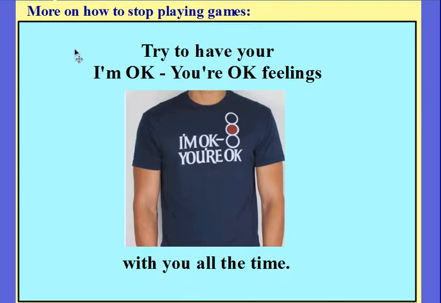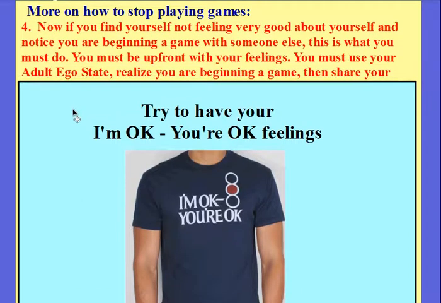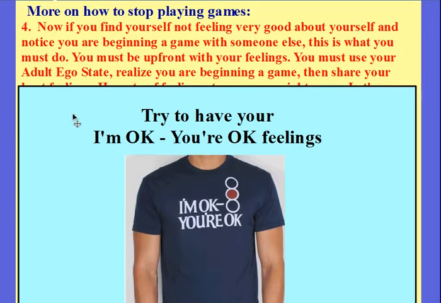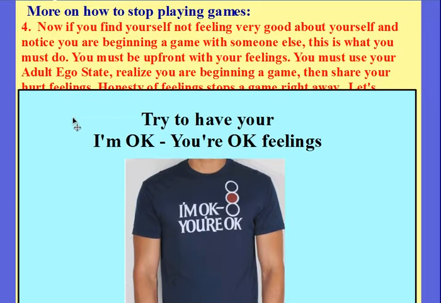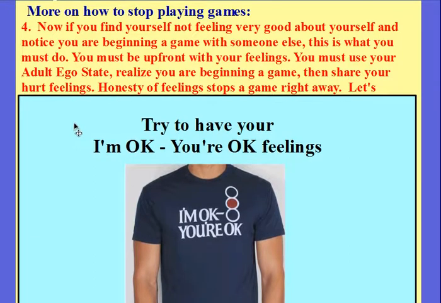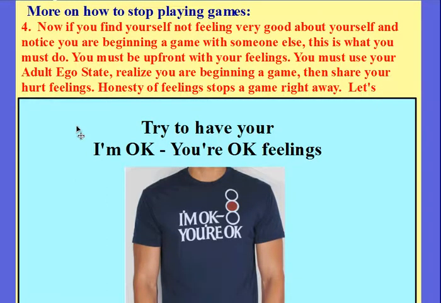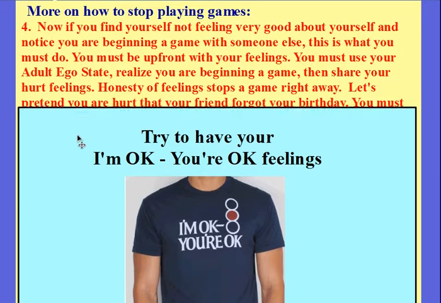So here's some more on how to stop games. Now if you find yourself not feeling very good about yourself and notice that you are beginning a game with someone else, this is what you must do. You must be upfront with your feelings. You must use your adult ego state, realize that you are beginning a game, then share your hurt feelings. Honesty of feelings stops a game right away.